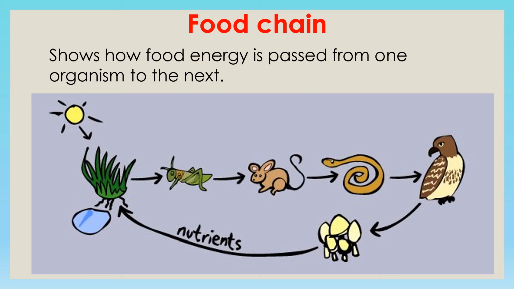Again, the snake will eat the mouse, and the snake will get 10% of energy from the mouse, and the hawk will feed on the snake. So the hawk will get 10% of energy from the snake. So when the hawk dies, the decomposers will help its body to be decomposed by the aid of mushrooms and bacteria, and it will go back to the soil. So it's a chain, it's a loop, it's a cycle, and it's life.